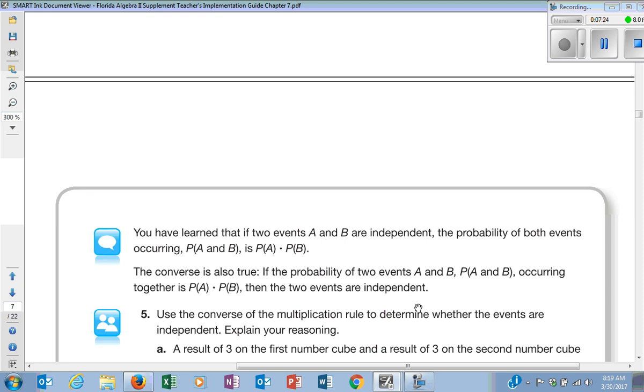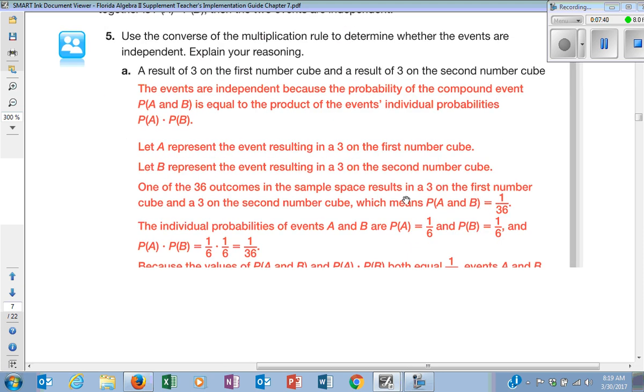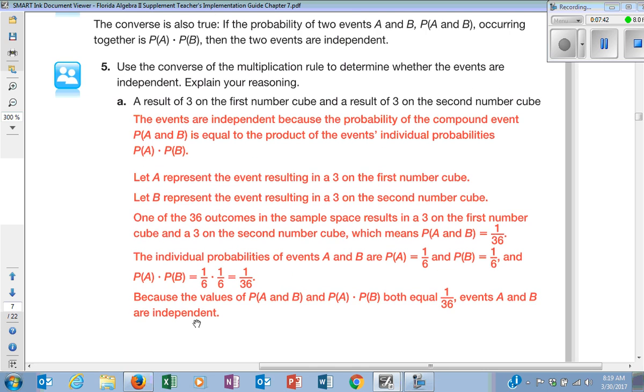What did we do when we counted it? We got 1 out of 36, correct? What did we do when we multiplied it? We got 1 out of 36. What does that mean for us? These two events are independent of one another. Wait, so if it's the same when we count it and when we multiply it, they are independent of each other? Yep. Okay.